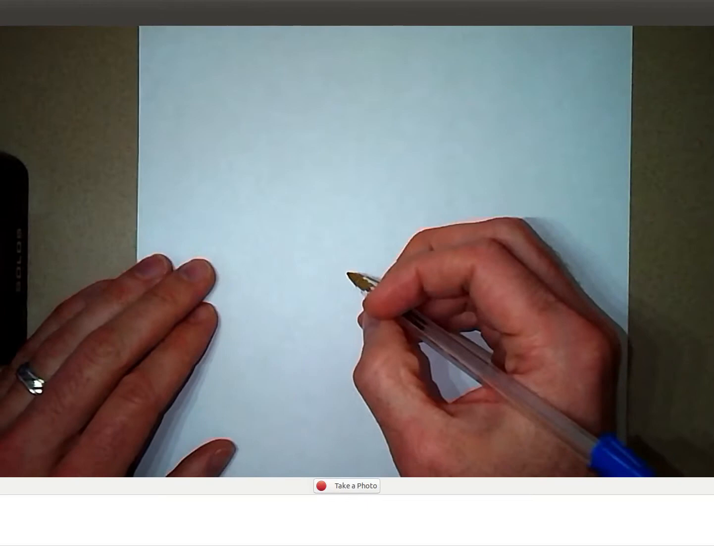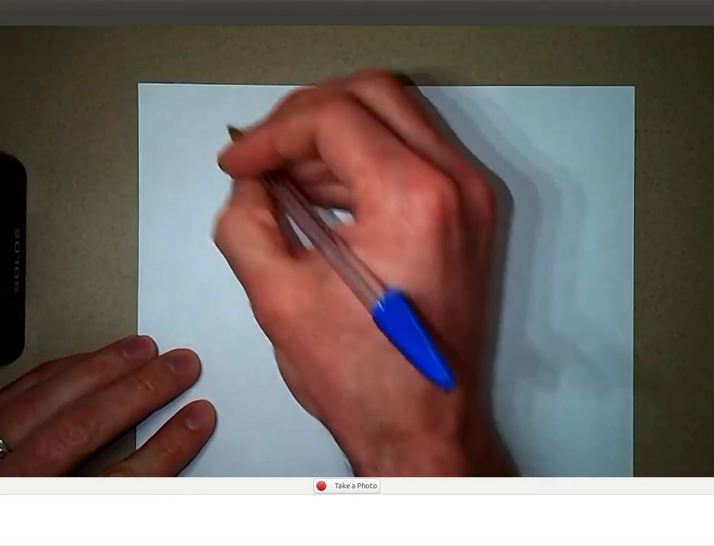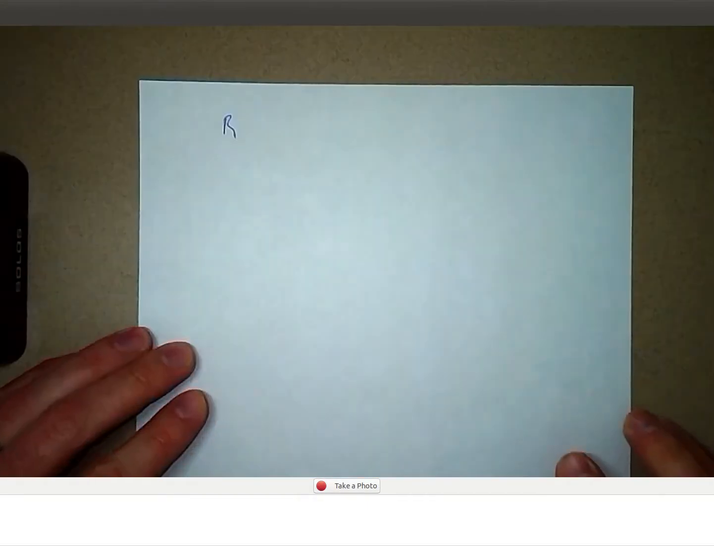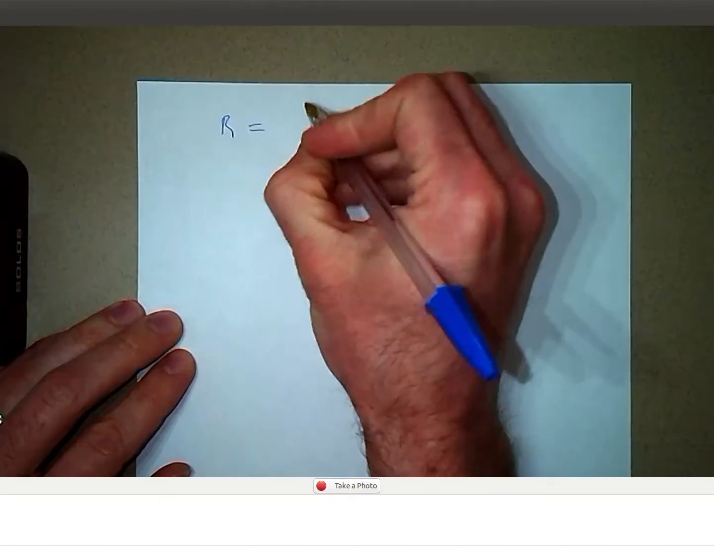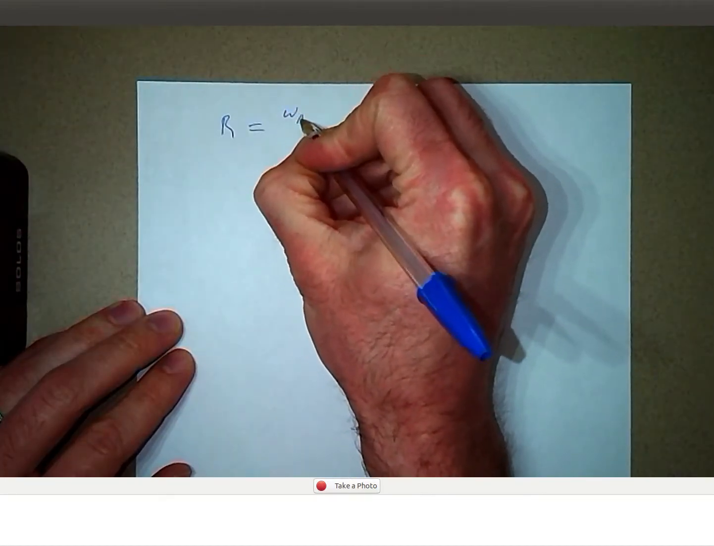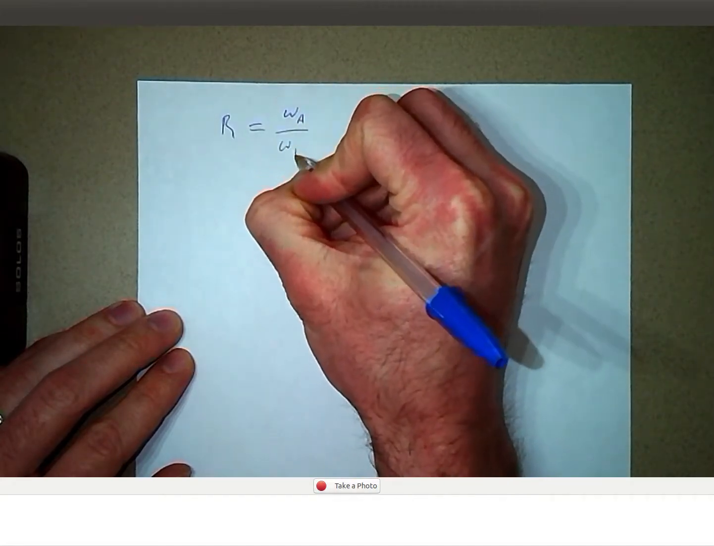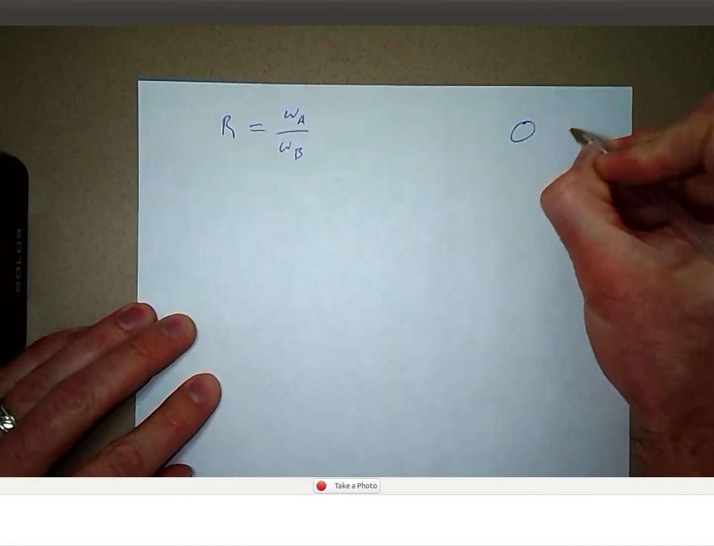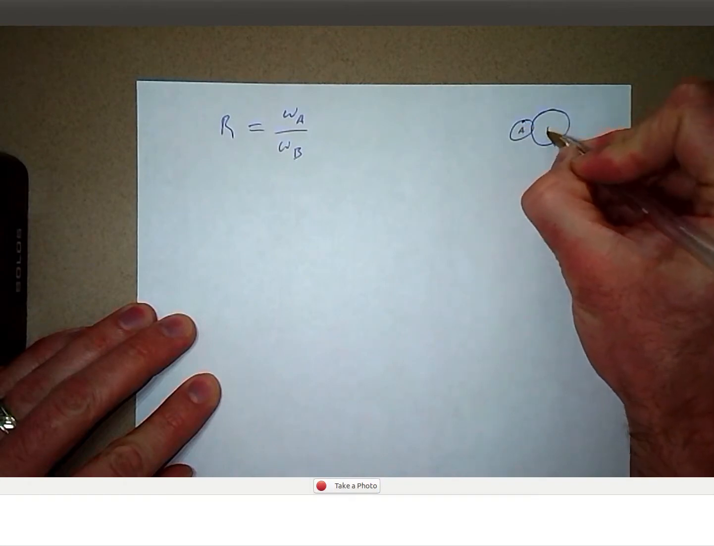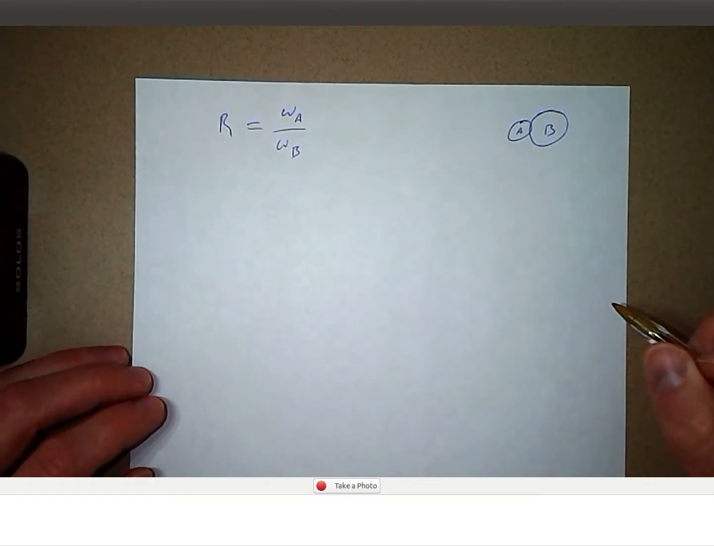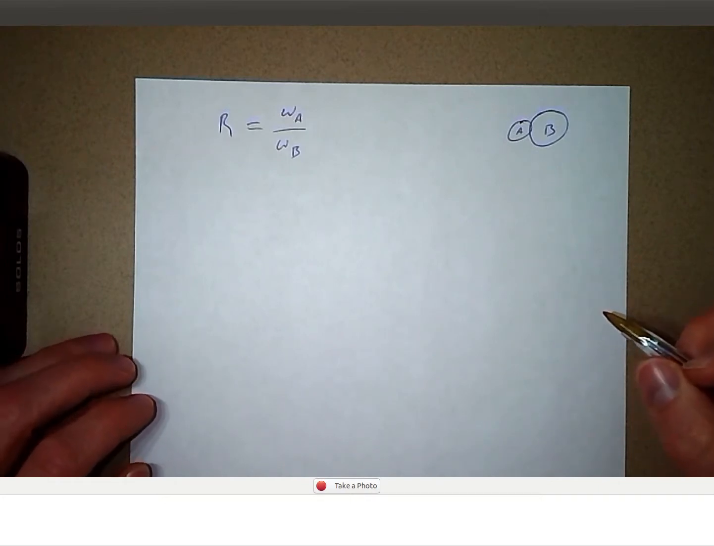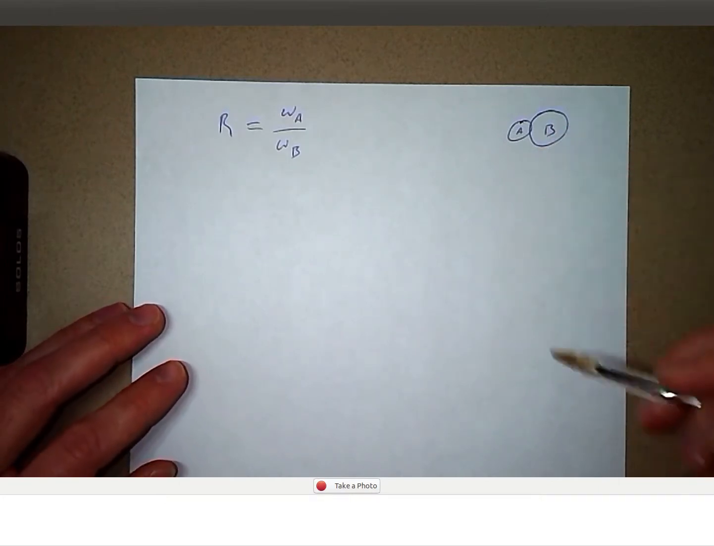So if we define the gear reduction R as the ratio of the input speed to the output speed, so we have gear A and gear B, then we can compute it according to the number of teeth on the gears.